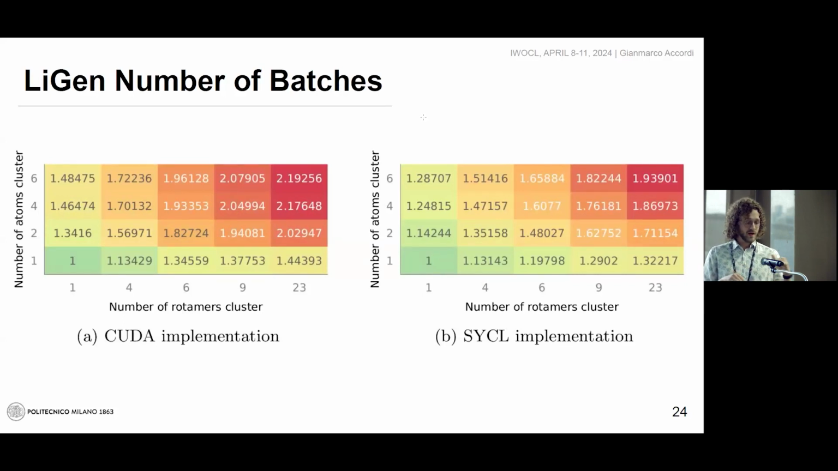On the y-axis and on the x-axis, we are increasing the number of clusters we can have. So for example, on the top rightmost part of the graph, you will have 23 times 6 clusters. The more clusters you are able to do, the more batches you have, and the higher the performance. In that case, on the top rightmost part of the table, you get 2 times the original speedup of the application. And that's the same behavior for both the CUDA implementation and the SYCL one. I'm referring to the oneAPI version on A100 GPUs.